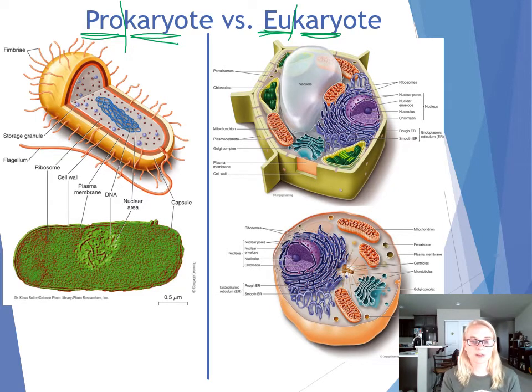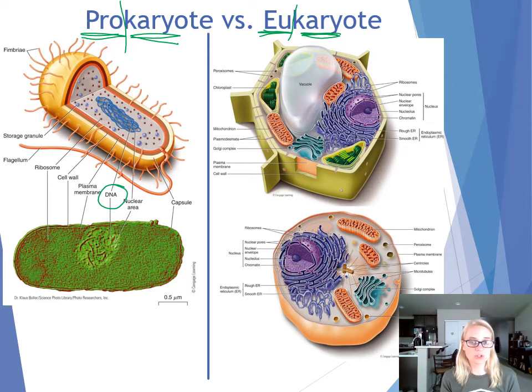Now, in a prokaryotic cell, you can see they still have DNA, but it is not surrounded by a special structure. It's just kind of floating freely there in the cytoplasm. And so that's one of the major differences between prokaryotic and eukaryotic cells. That's in their name. Prokaryote, no membrane-bound nucleus. Eukaryote, membrane-bound nucleus. That's the major difference between these 2 groups of cells.